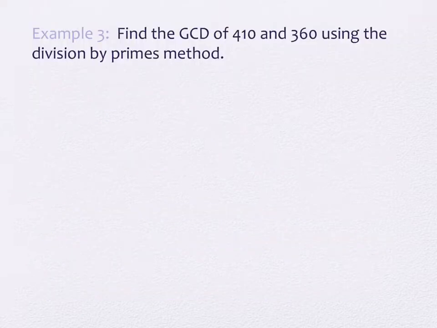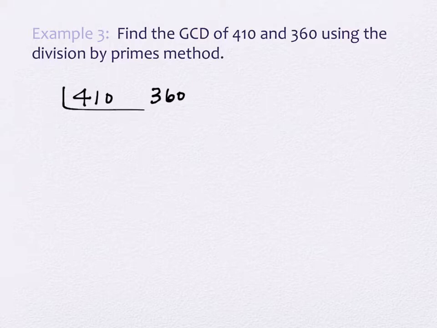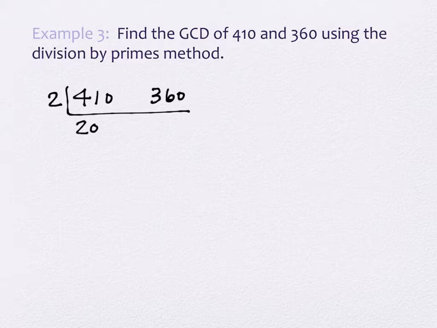Let's take a look at the example. This one has 410 and 360. So we write the 410 and the 360 sort of beside one another. And we ask ourselves, what is the smallest prime number that divides both of them? And it is a 2. And then we do the division. This is now 205 and 180.